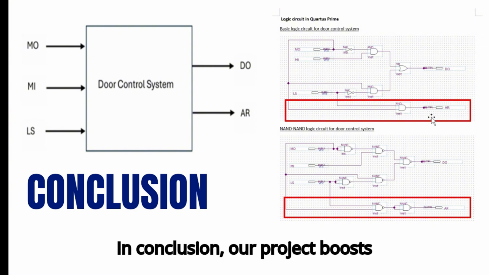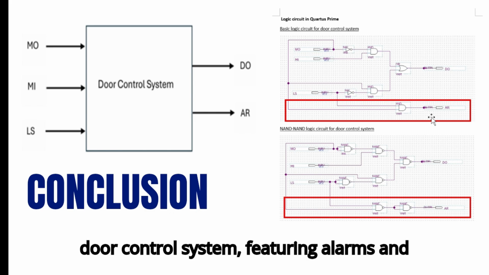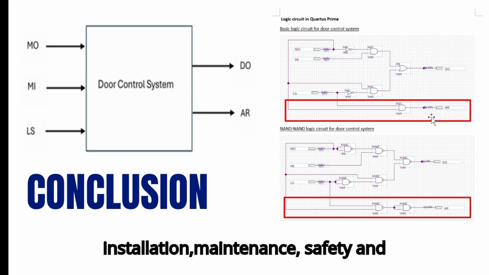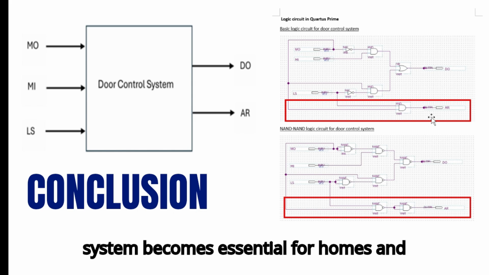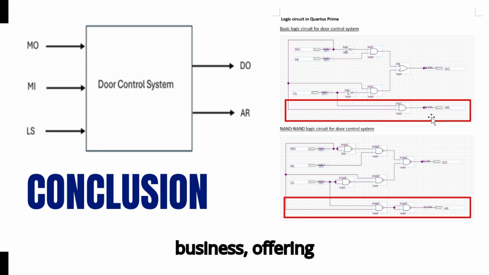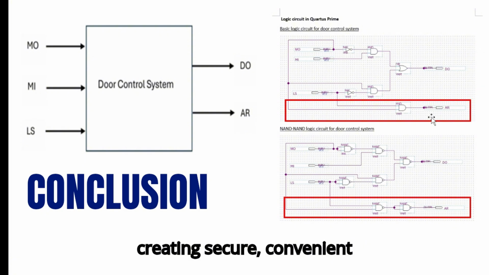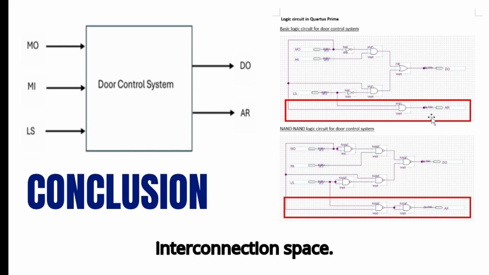In conclusion, our project boosts convenience and security with a compact door control system, featuring alarms and motion sensors that surpass traditional locks. Its modular design ensures easy installation, maintenance, safety, and adaptability. As technology advances, our system becomes essential for homes and businesses, offering significant market potential by creating a secure, convenient, and efficient environment for modern interconnected spaces.